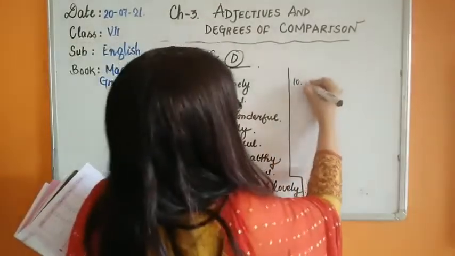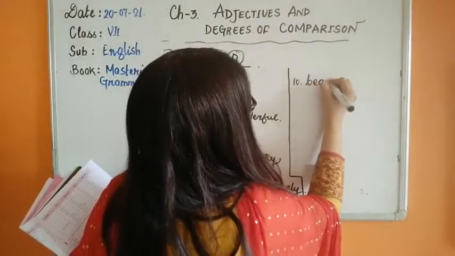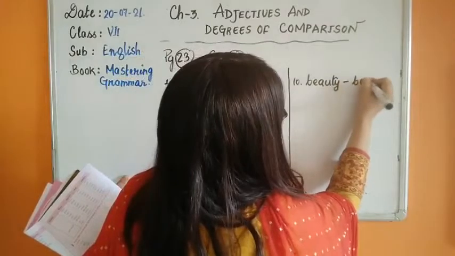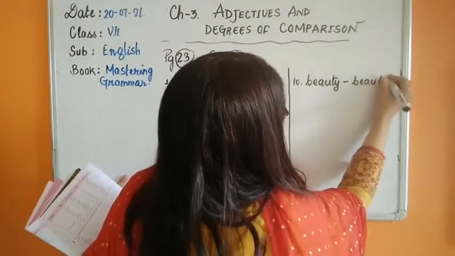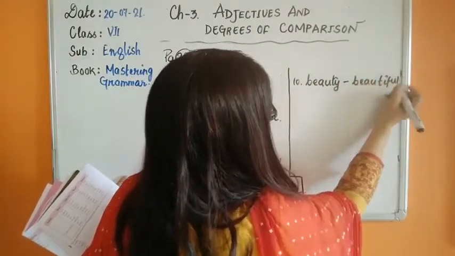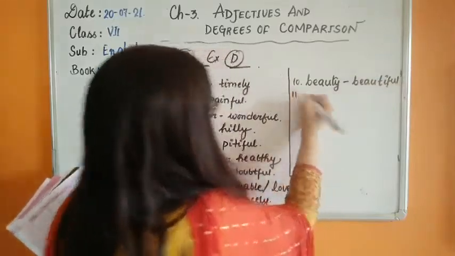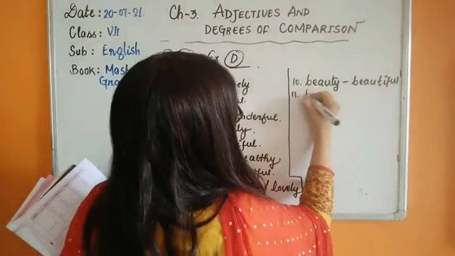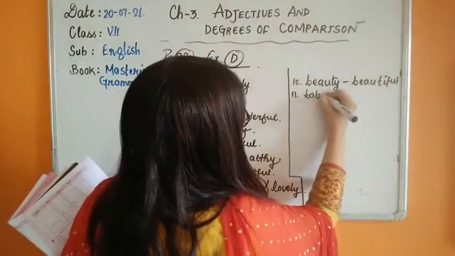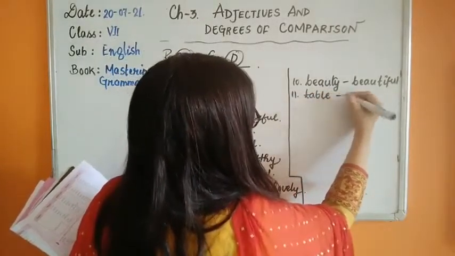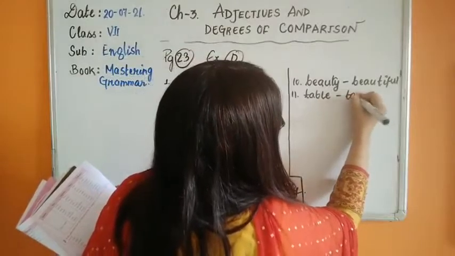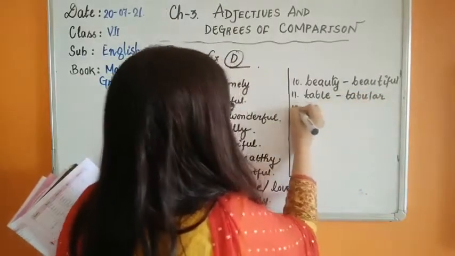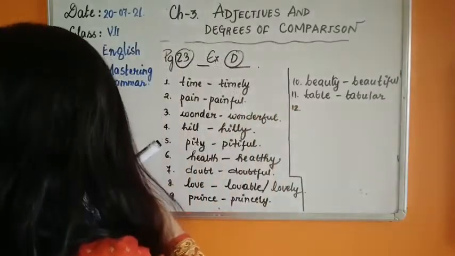Beauty. You know our word, right? Beautiful. So, beauty is a noun and it will become beautiful with the addition of F-U-L. And Y changes into I. Number 11 now. Table. With the addition of AR, this will become tabular. And LE will be replaced by U. So, tabular. Okay, number 12.